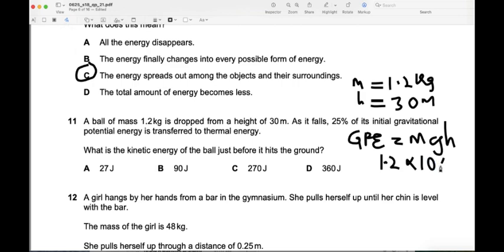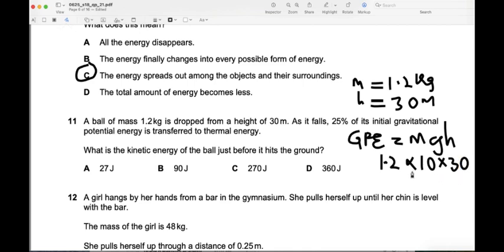Times the height, which is 30. They've given us the height already, right? The height is 30 meters. So we multiply this out, and we get a certain value for our energy.